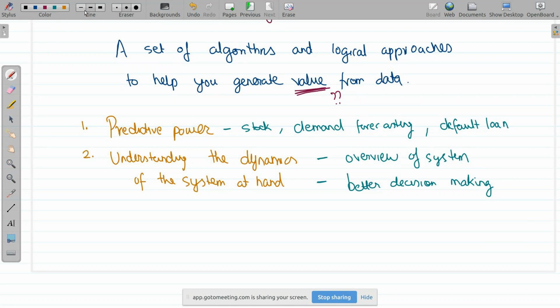Then comes the third part, extracting information from complex data.